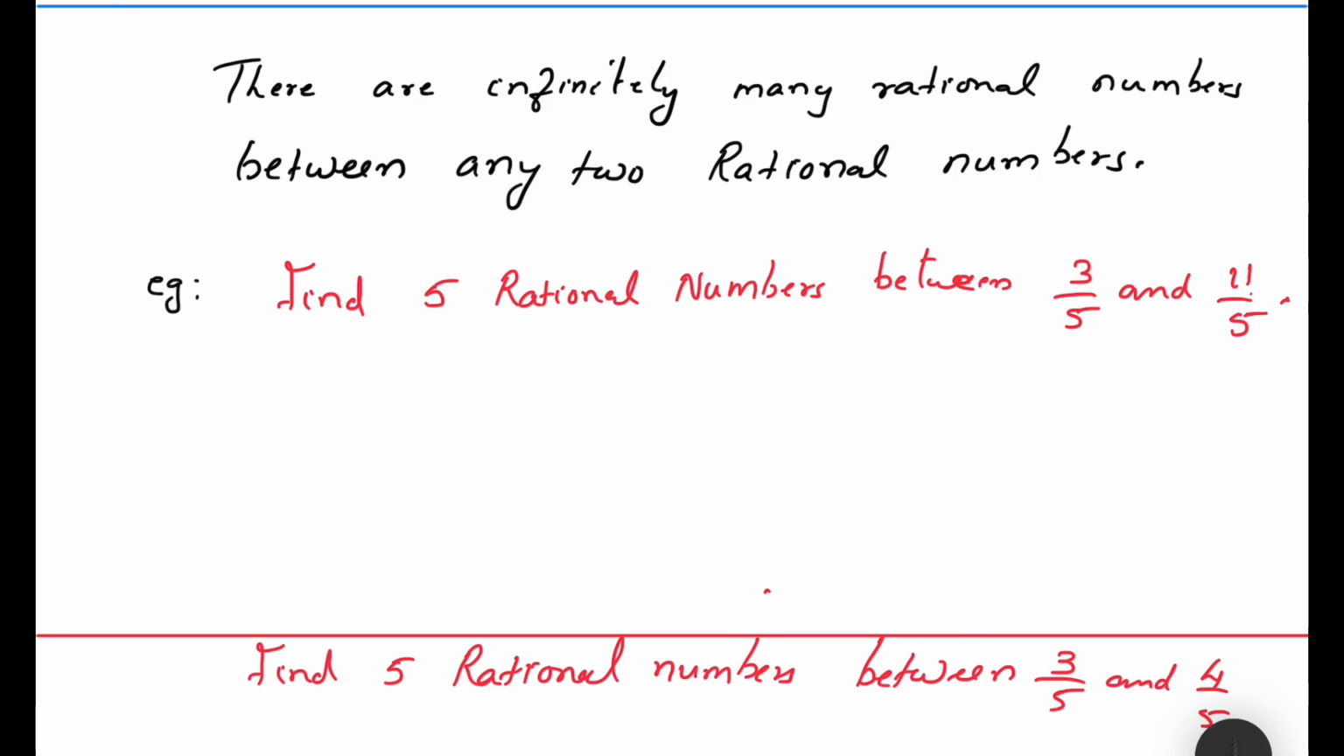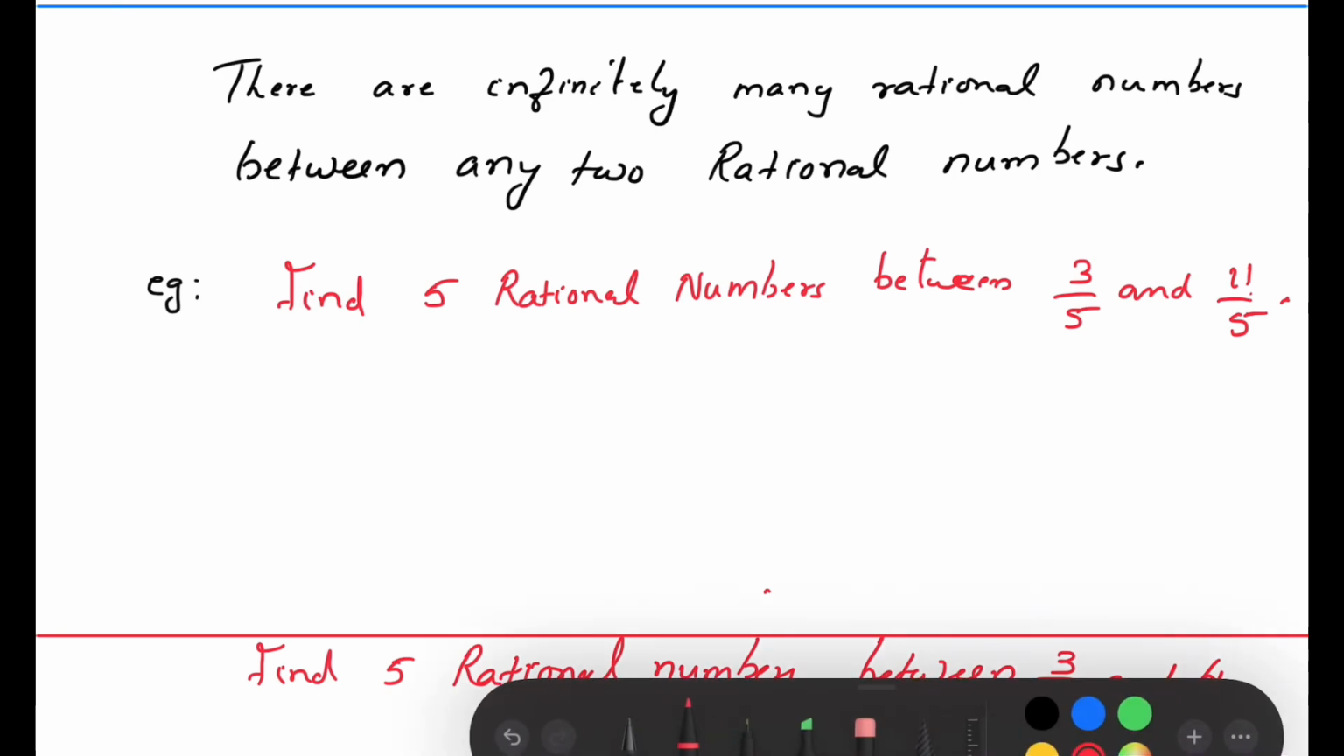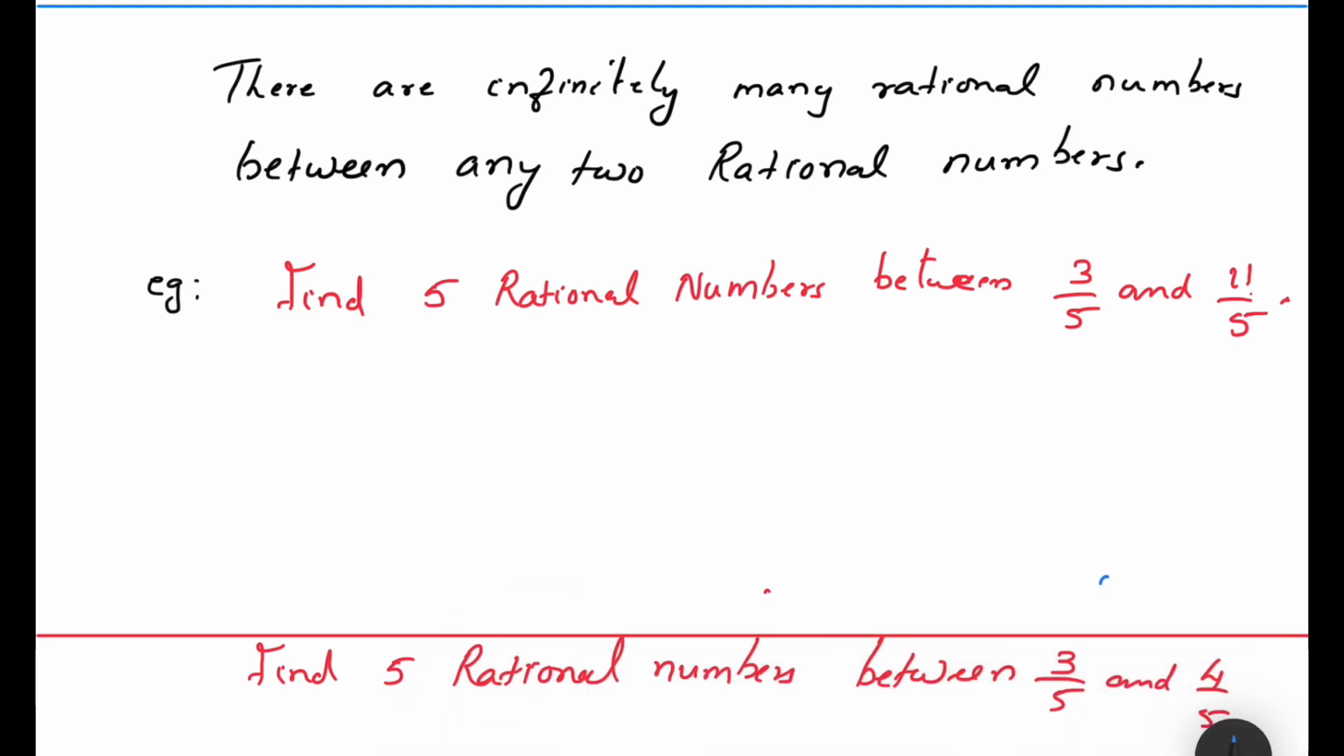Find 5 rational numbers between 3 by 5 and 11 by 5. Between 3 by 5 and 11 by 5, you can say 4 by 5, 5 by 5, 6 by 5, 7 by 5, 8 by 5, 9 by 5, 10 by 5. All these are rational numbers between 3 by 5 and 11 by 5. You can choose any 5 rational numbers from these.